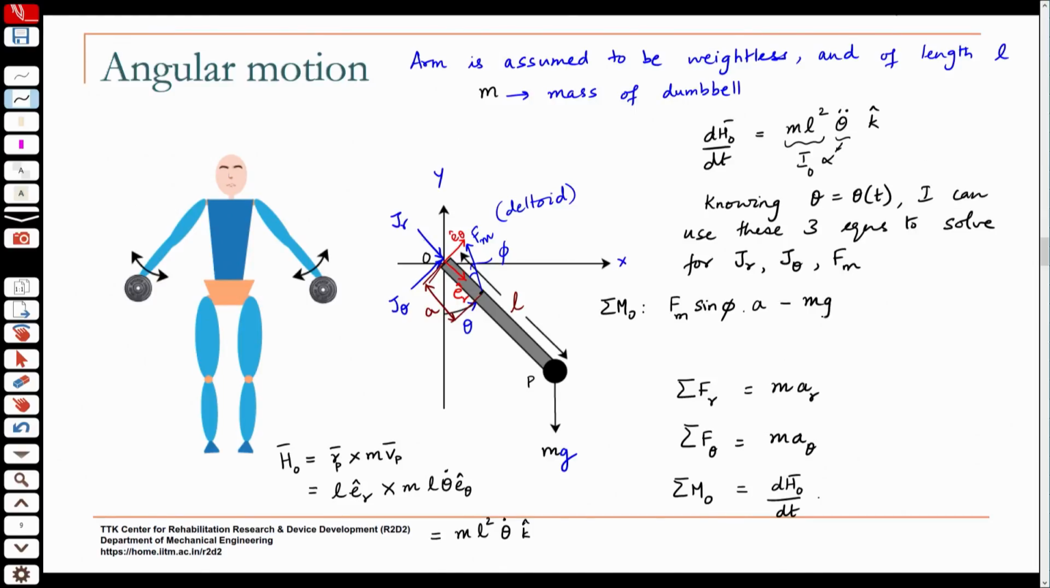minus m g, the component perpendicular, this is theta. So, this is m g cos theta and this component here is m g sin theta. And it is creating a clockwise moment. So, taking counterclockwise as positive, this becomes minus m g sin theta into L, that is equal to m L square theta double dot. I can write this as a scalar equation because everything is in the k direction.